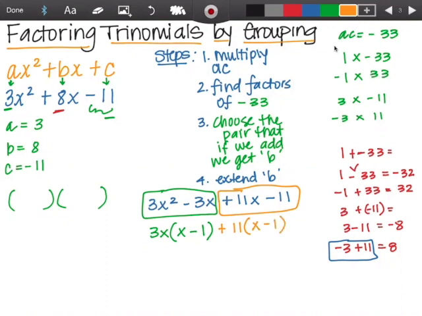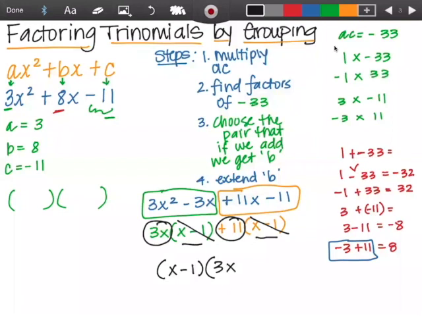Now, as you can see here, we have our two common binomials. We are going to pull one of them out because we only need one. We're going to divide that out. And then we are going to keep what is left over, which is 3x plus 11. And that is our two binomials. Now, as usual, you can do the box method to prove that our answer is in fact correct, because you should always check your work and see if you get the original problem. So let's go and do that.